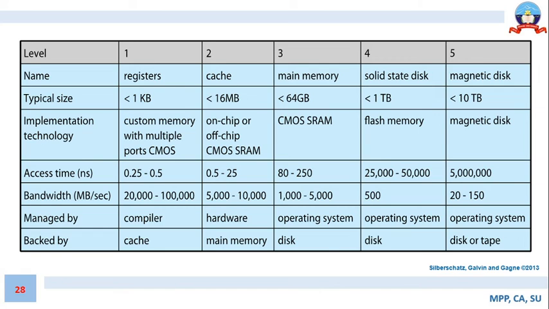Now bandwidth, that is the data transfer, that is megabytes per second. So it is around 20,000 to 1 lakh megabytes per second in case of register. Just see the speed at which the data is being transferred.